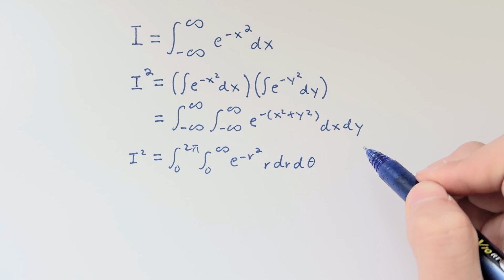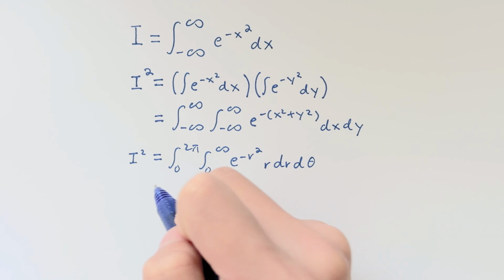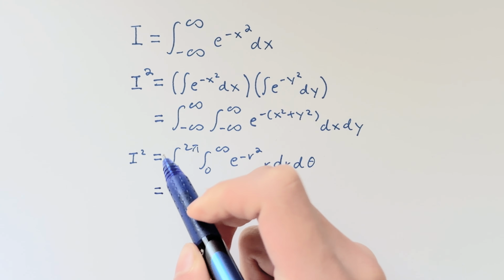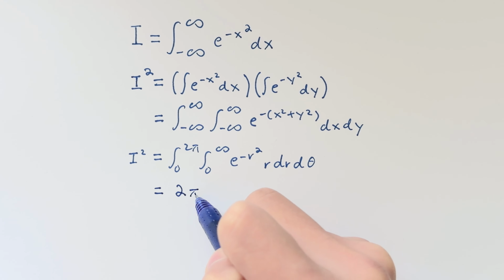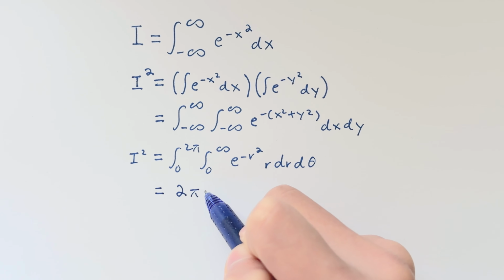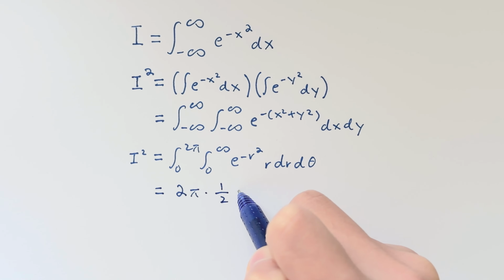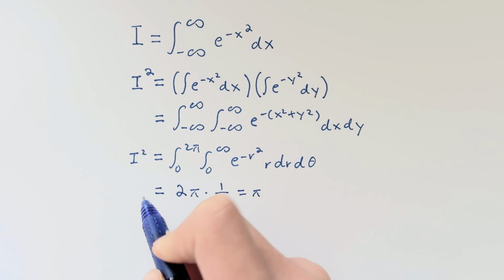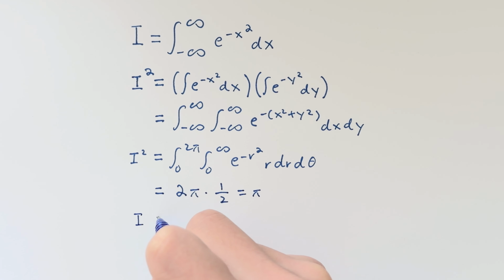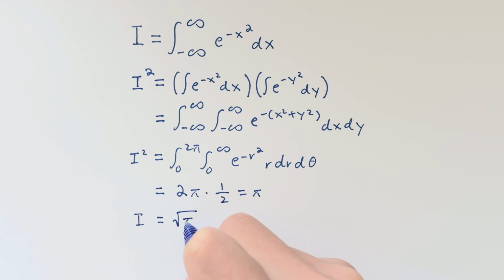and we get I squared is equal to 2 pi times 1/2 equals pi. So then I will just equal the square root of pi.